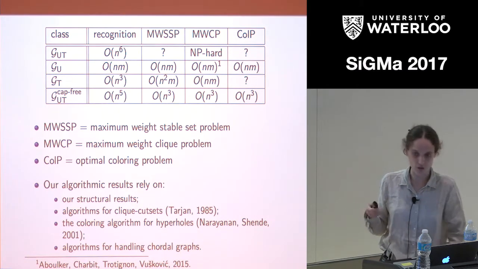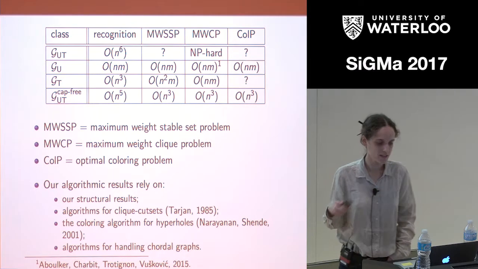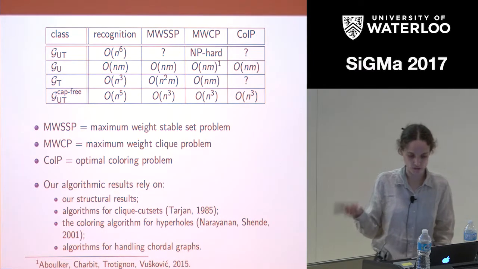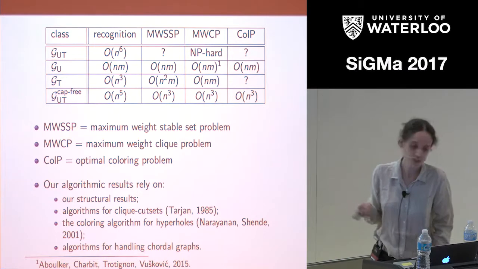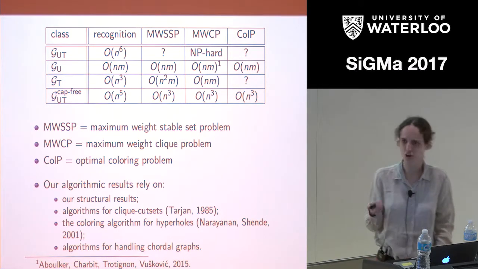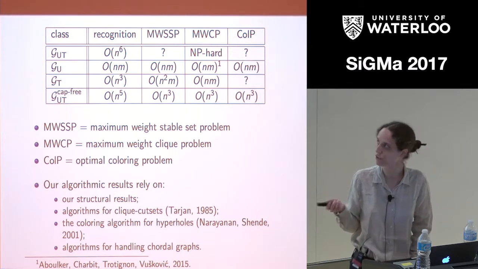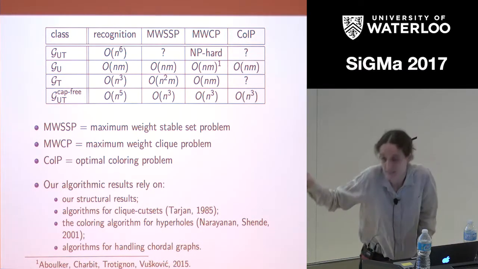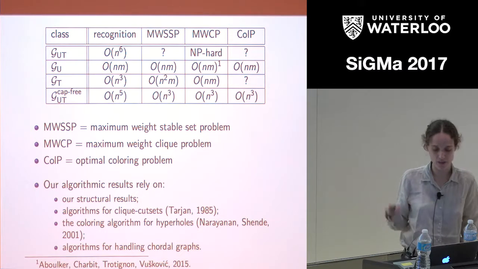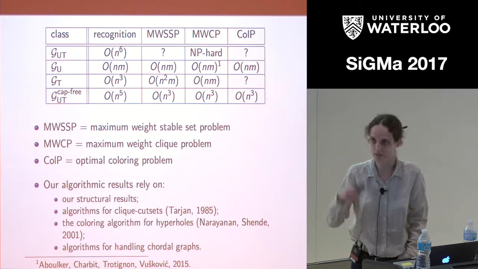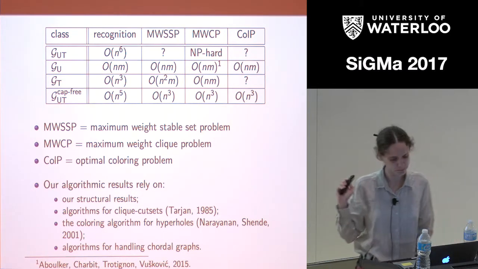These results rely on, first of all, our structural results. Second of all, algorithms for clique cutsets that are due to Tarjan. And then the coloring algorithm for hyperholes, which is not terribly difficult, but surprisingly difficult given the simplicity, I should say, of the class. And finally, algorithms for handling chordal graphs due to, well, a bunch of authors.